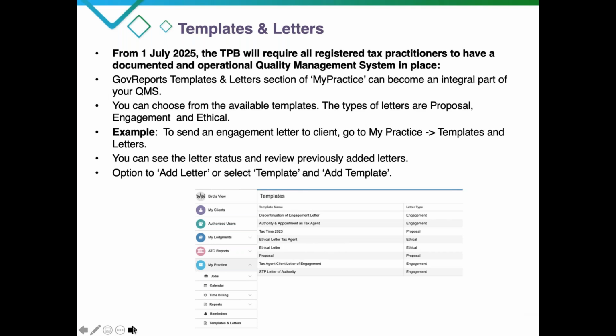So it is very simple. When you go into the templates and letters, you can look at templates, you can see what letters are already there, you can add a letter, you can create a template, or add that template or use it. So to me, a huge part of my QMS is going to be GovReports.